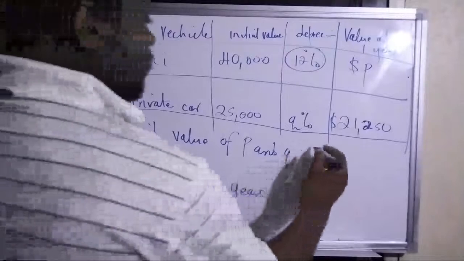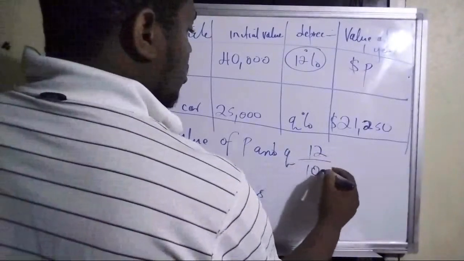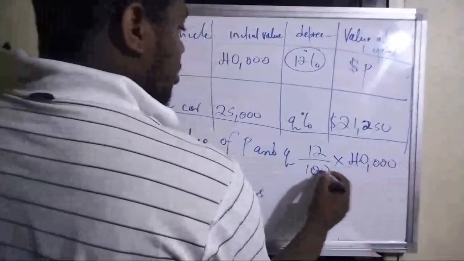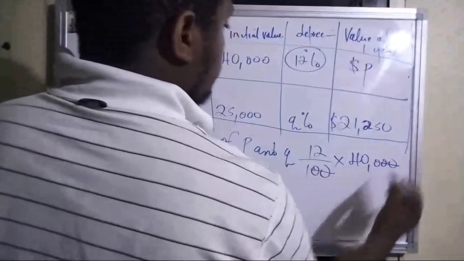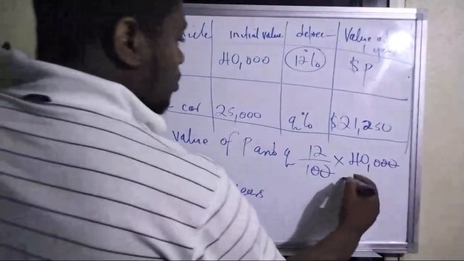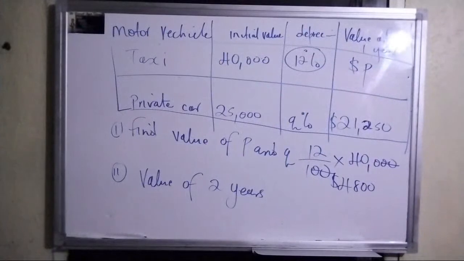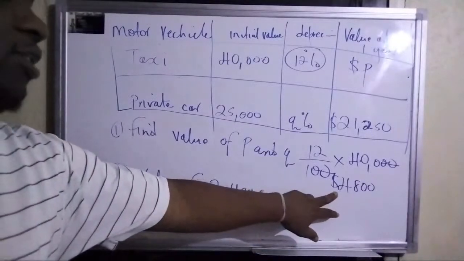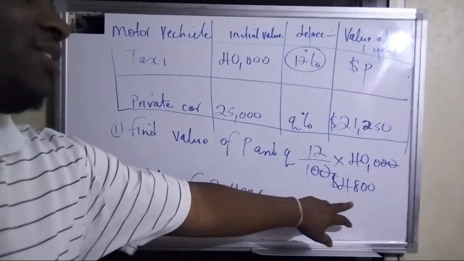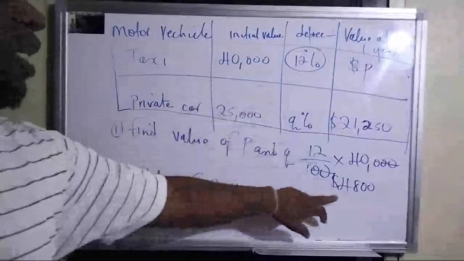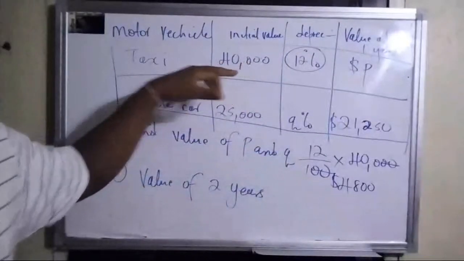We're going to find 12% of 40,000. And that will give us 4,800. So what this means for the car, the taxi, is that the value is 4,800 less. So all we have to do now is subtract 4,800 from the initial value, which was 40,000.